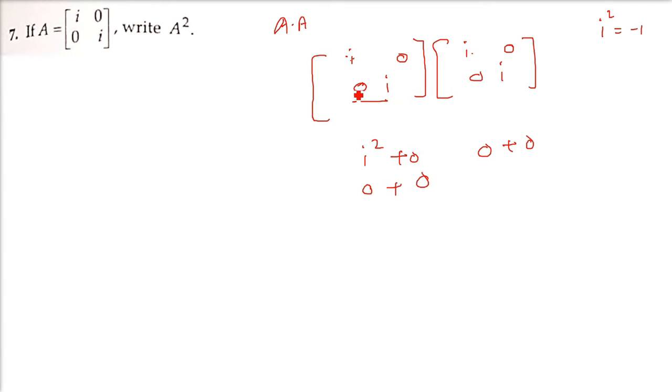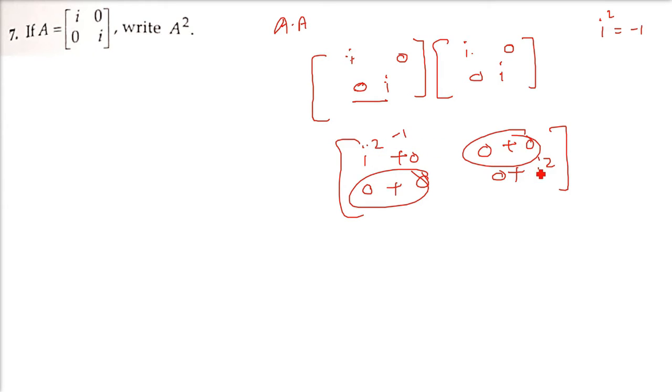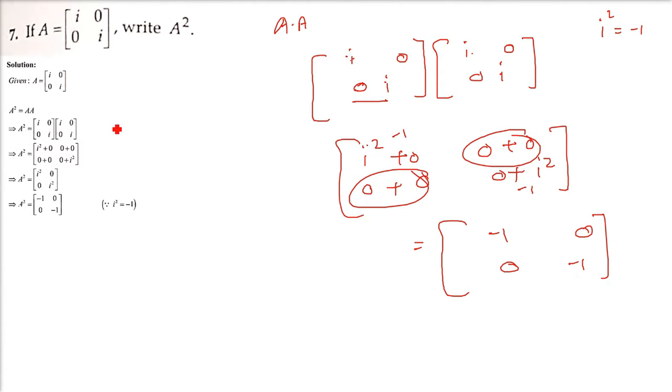Now 0 into 0 is 0. i into i is i squared. So what do you see here? This is 0. This one is 0. This is i square, which is minus 1. This is also negative 1. So just replace it. Minus 1, 0, 0, minus 1. This is your A square.